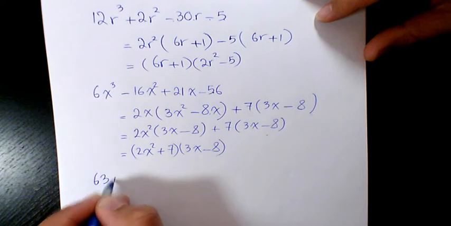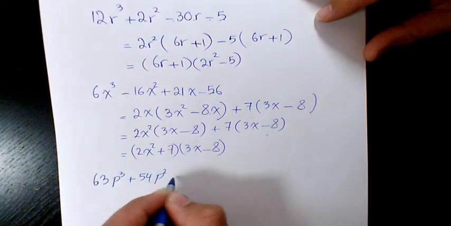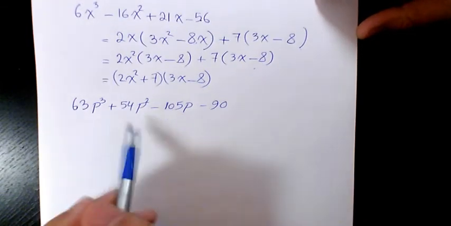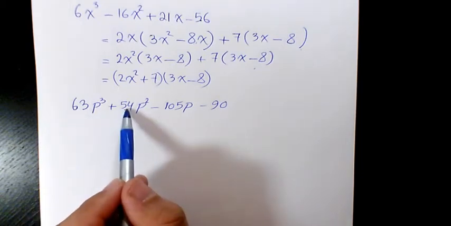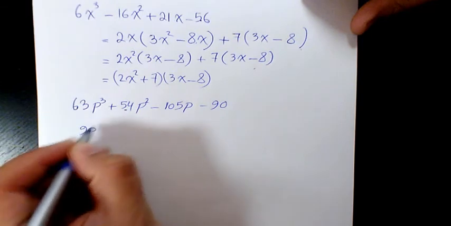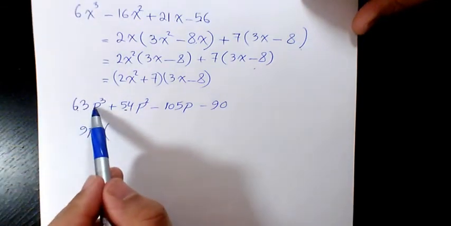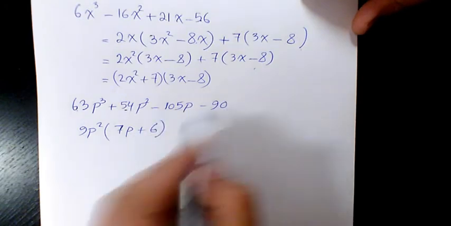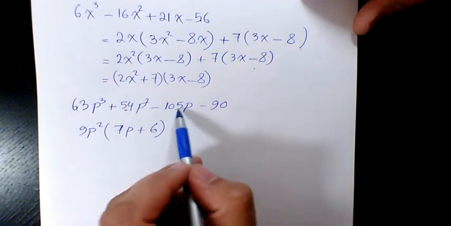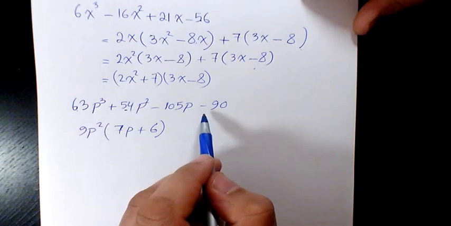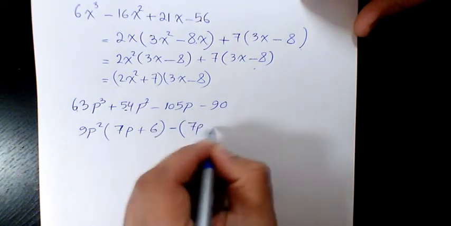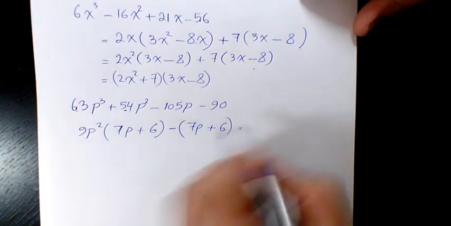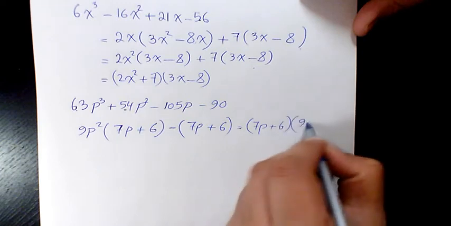Next one is 63p cubed plus 54p squared minus 105p minus 90. Here you factor, you have 63, 9 times 7, 54, 9 times 6. So I'm going to factor 9p squared from these two. 63p cubed divided by 9p squared is going to be 7p. 54p squared divided by 9 is going to be 6. And here you factor 15. When you factor 15, it's going to be 7p plus 6, because 105 divided by 15 is 7, and 90 divided by 15 is going to be 6. Then you factor 7p plus 6, 9p squared minus 1.